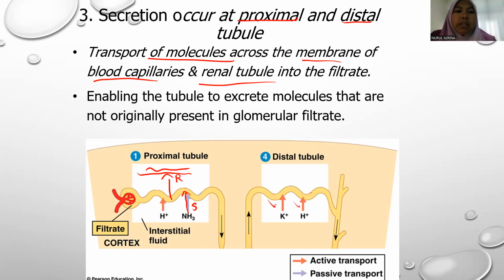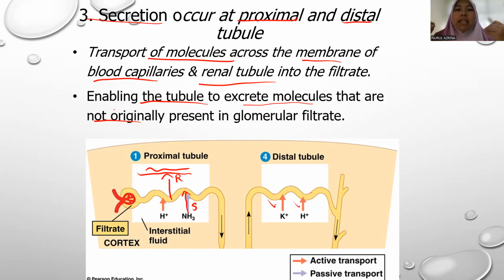So what is the purpose of secretion? The purpose is to enable the tubule to excrete molecules that are not originally present in the glomerular filtrate. Untuk membenarkan the excretory tubule kita to excrete molecule yang sebenarnya tak termasuk dalam bahan-bahan yang tertapis. Contoh, drugs, dadah. So dadah bila kita ambil, dia akan masuk dalam darah.